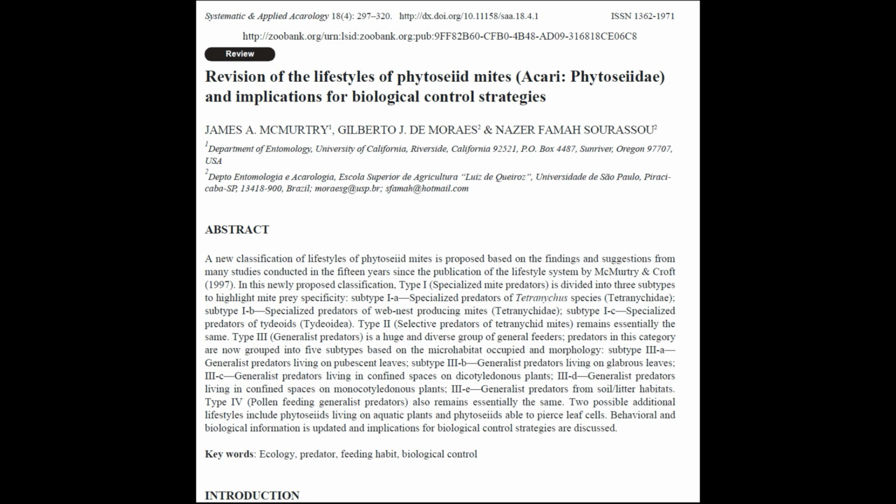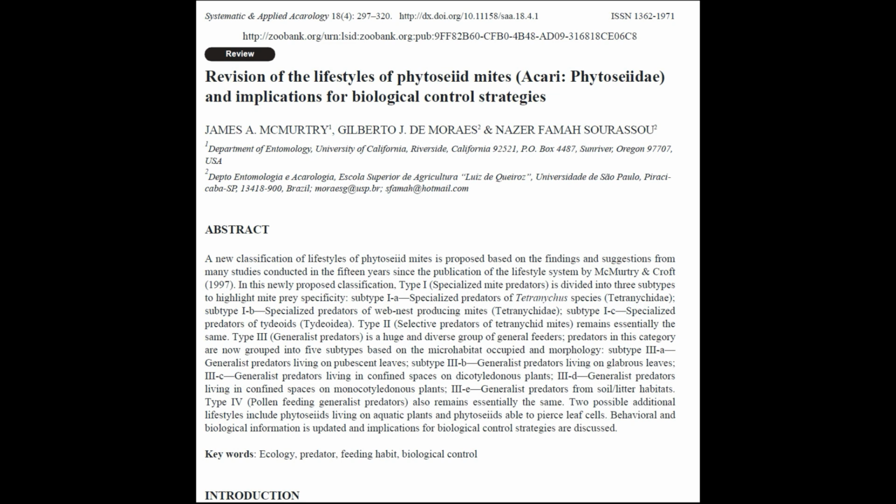And this report is a revision of an older report that came out in 1997. Let me read you the abstract. A new classification of lifestyles of phytoseiid mites is proposed based on the findings and suggestions of many studies conducted in the 15 years since the publication of the lifestyle system by McMurtry and Croft. In this newly proposed classification, Type 1 is divided into 3 subtypes to highlight mite prey specificity.